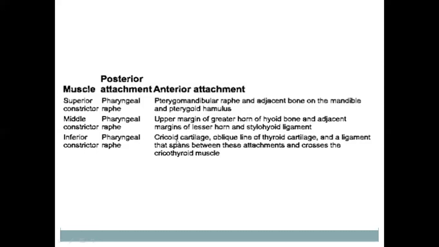The part which arises from the cricoid cartilage is called cricopharyngeus, and the part which arises from the oblique line of the thyroid cartilage is called thyropharyngeus. And the ligament spans between these two attachments and crosses the cricothyroid muscle. So the part which arises from the cricoid cartilage is called cricopharyngeus, and the part of the inferior constrictor which arises from the oblique line of the thyroid cartilage is called thyropharyngeus.